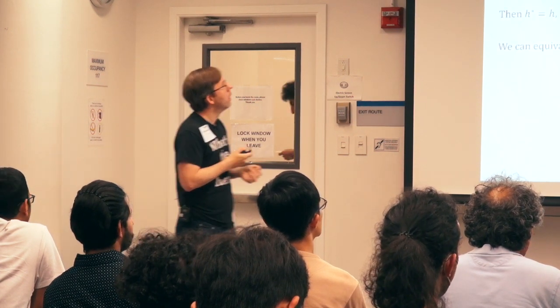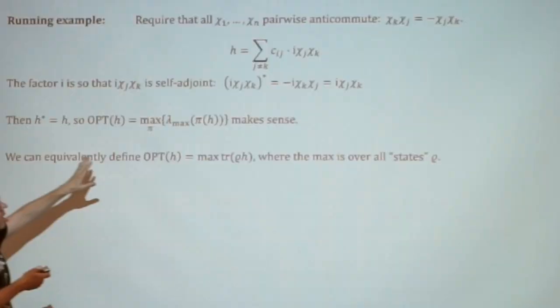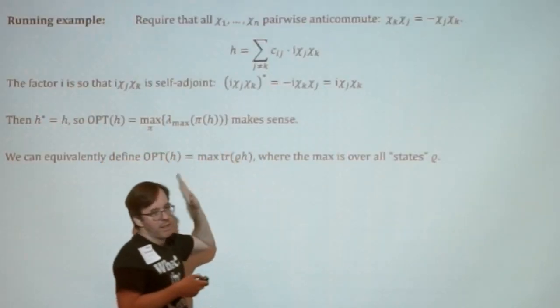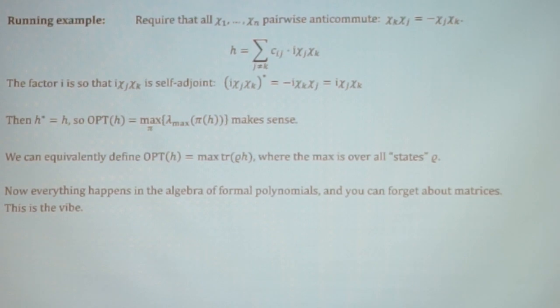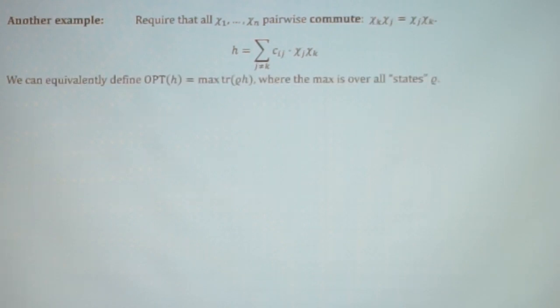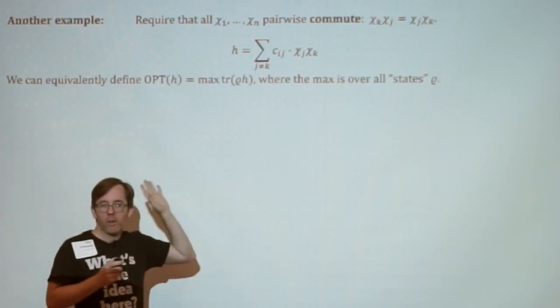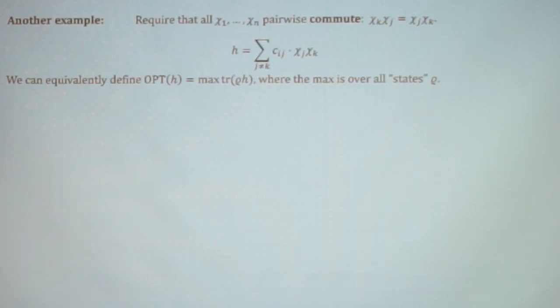So, okay, I've been talking for a while about this running example where I put as a side condition that all the symbols have to anti-commute. But you're probably thinking, I don't normally study that situation. Well, here's another example. Let's say all the symbols commute. That's my new rule. All the symbols commute. But it's the same problem.